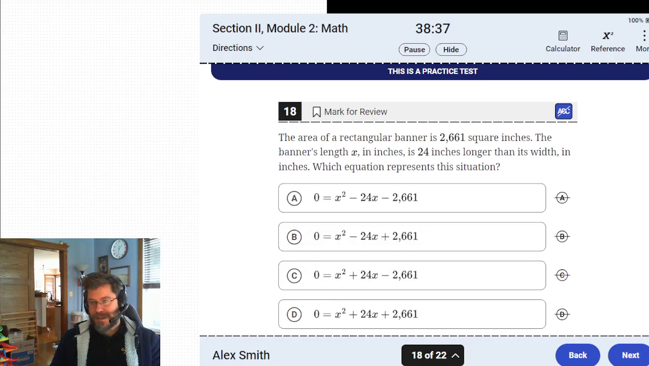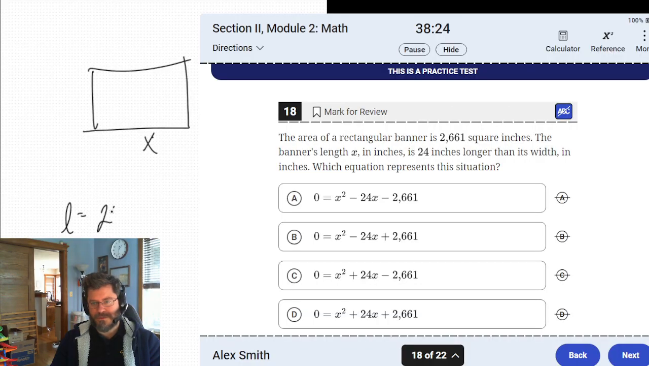Area of rectangle banner. I always like to draw the picture. Length is x. And the length is 24 more than the width, it says. So if the length is x, plus w, the width then is of course going to be w minus 24.